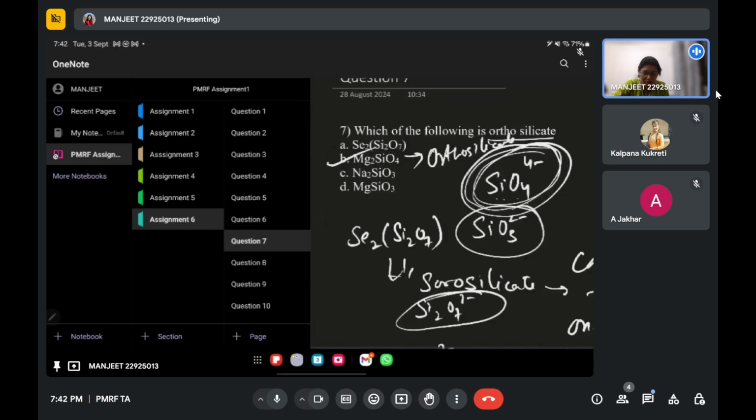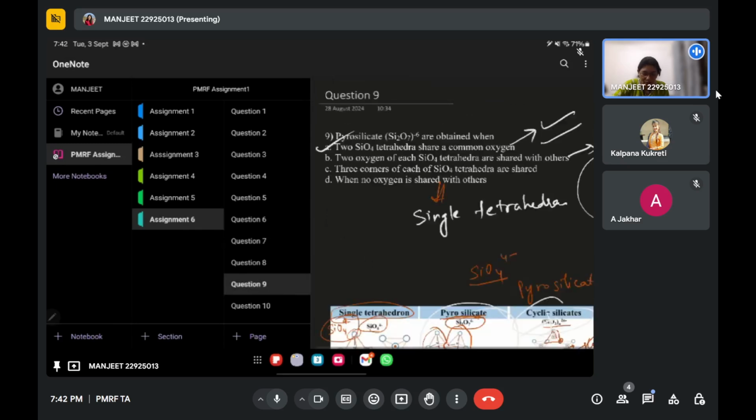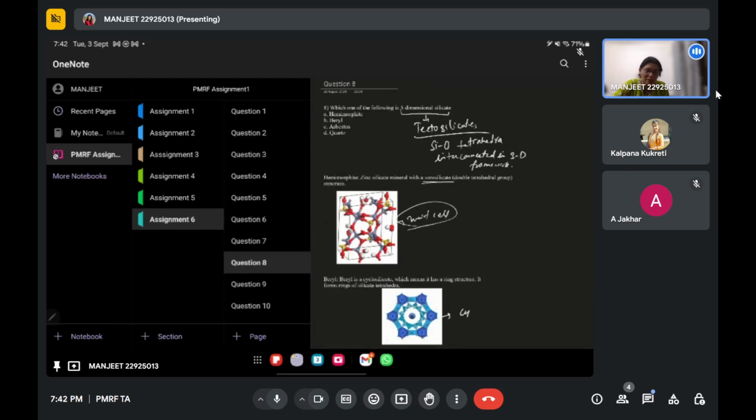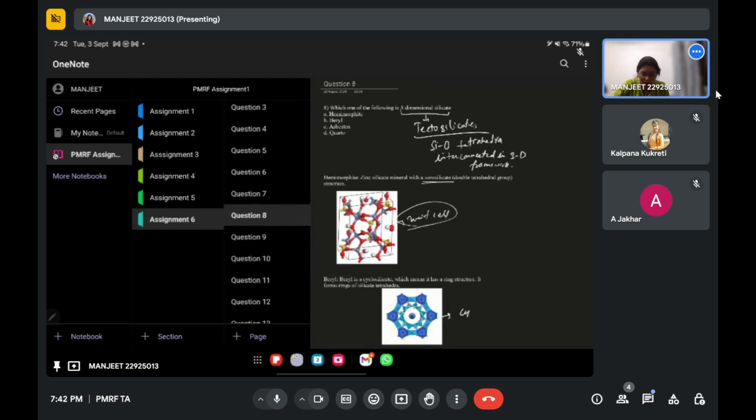what different types of silicate we have to discuss. Silicate also. In the eighth one, we have discussed the three-dimensional silicate. So which of the following are three-dimensional? Some are two-dimensional sheet-like structures, and so that's why three-dimensional.